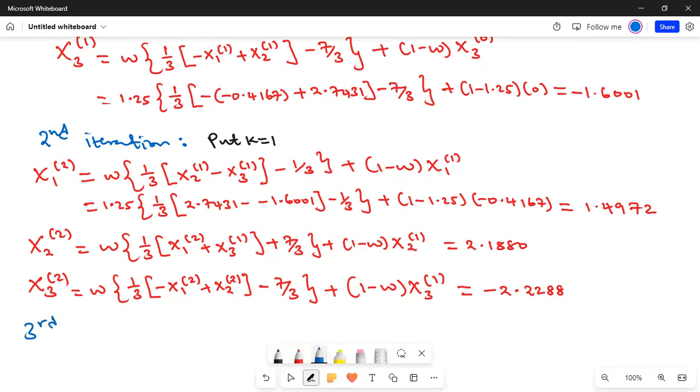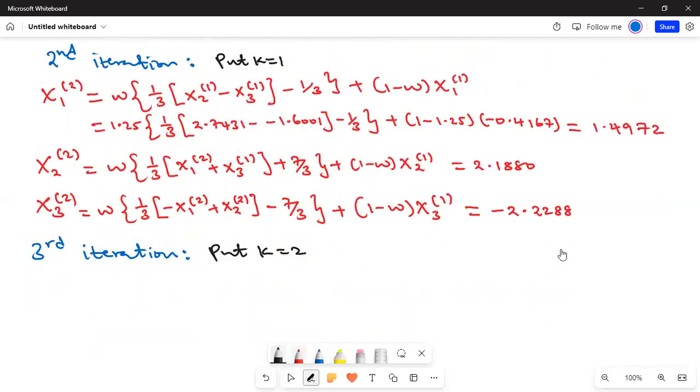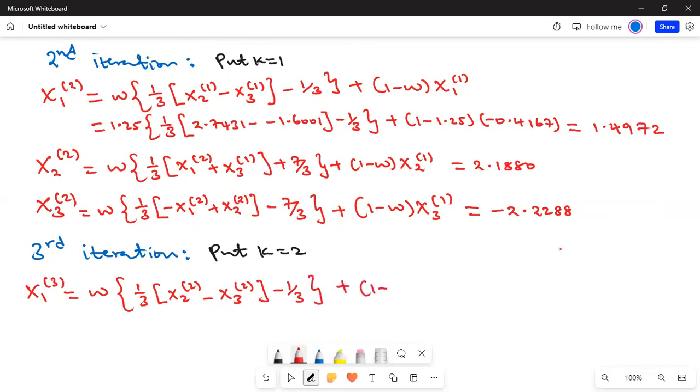Third iteration. Here you put k equals 2 in the iterative formula, so that the first equation now becomes x1 at level 3 equals omega 1 over 3 x2 at level 2 minus x3 at level 2, minus 1 over 3 plus 1 minus omega x1 at level 2. Substitute, you're going to get 1.0494.